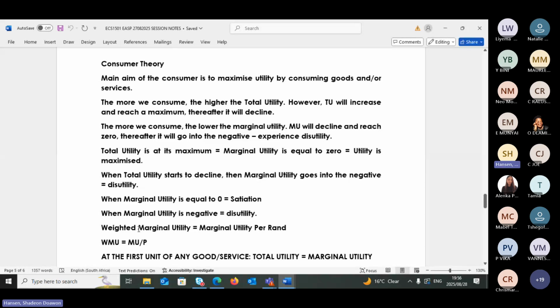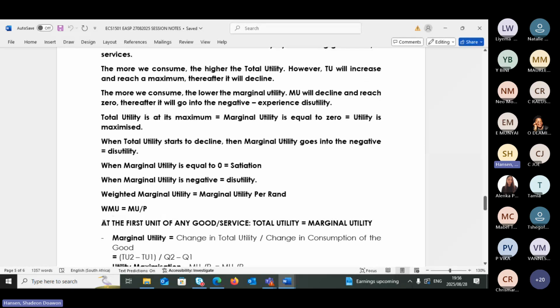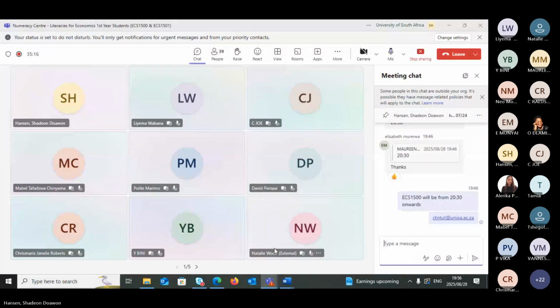Also, students, please note that weighted marginal utility is also known as marginal utility per rand. Many times it is denoted as WMU, but it is also denoted as marginal utility over price. This is a very, very important bit of information to know, students. That's why I put it in capital letters. At the first unit of any good or service, this will really help you with your calculations: your total utility and your marginal utility will always be equal to one another at the first unit. Are we together, students? That is our context, our background. Whatever calculations we attempt together in terms of utilities, we always bear that in mind.